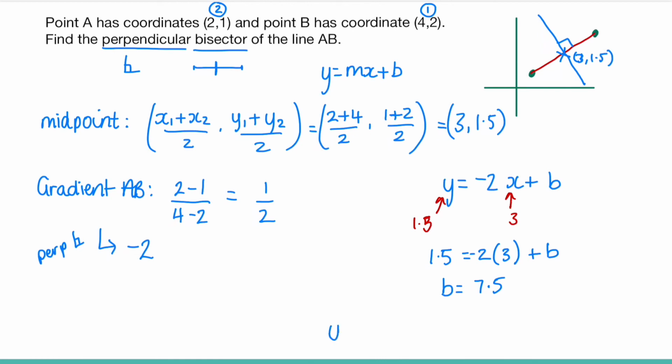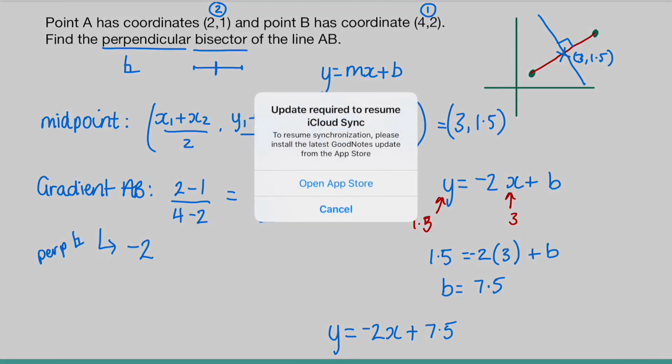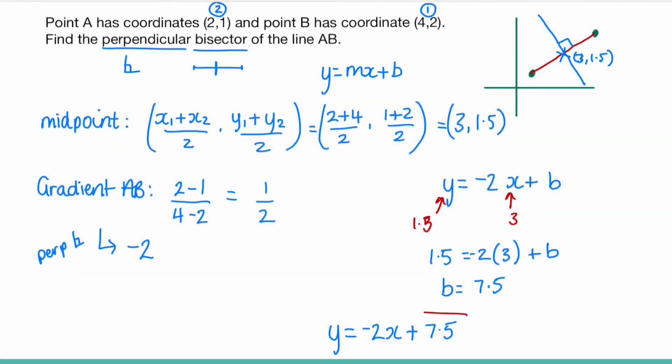7.5. And that then gives me the equation of the perpendicular bisector. So it's the -2 for the m value, the gradient, and then 7.5 for the b value. So in the end, I have my final equation.